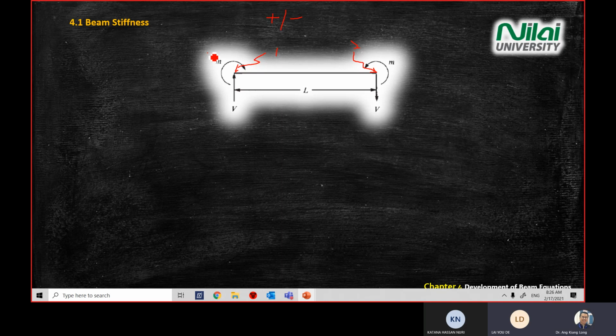Negative, negative. Why? Because the direction is clockwise. Clockwise, yeah, correct. Okay, Katana, this question is for you. What is the signage or what is the notation for your displacement of this component at point number 2? Is it positive or negative, and why?